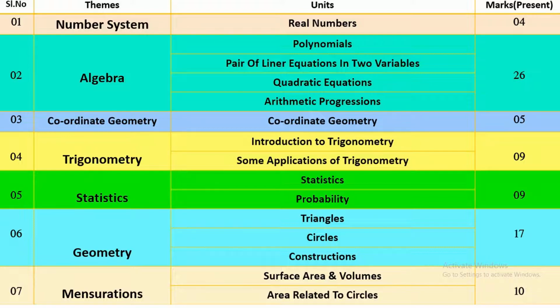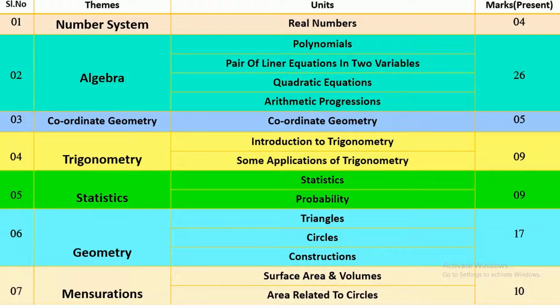And the fifth theme is statistics. The statistics theme includes 2 chapters. One is statistics and another one is probability. For this, 9 marks is allotted. And the sixth theme is geometry. It includes 3 units: triangles, circles, and constructions. For these 3 units, 17 marks is allotted.